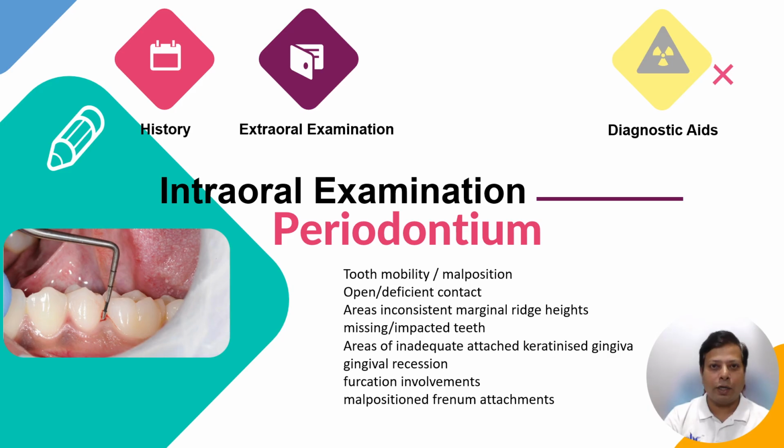Under periodontium, we also note down the following characteristics, that is the tooth mobility or malpositioning, any open or deficient contact that is present between the teeth, areas of inconsistent marginal heights, areas of inadequate attached keratinized gingiva. If there are any furcations involved, they are to be noted down, and any malpositional frenal attachments or extra frenal attachments that are present.